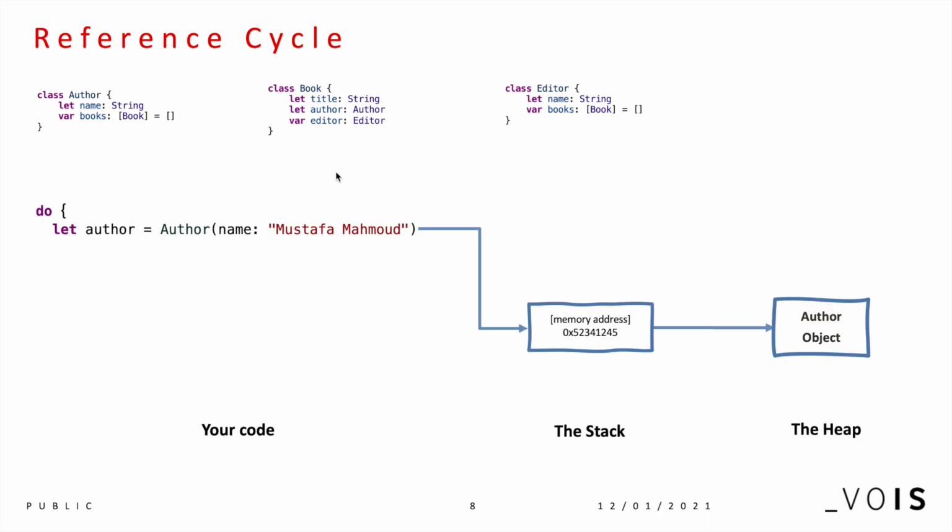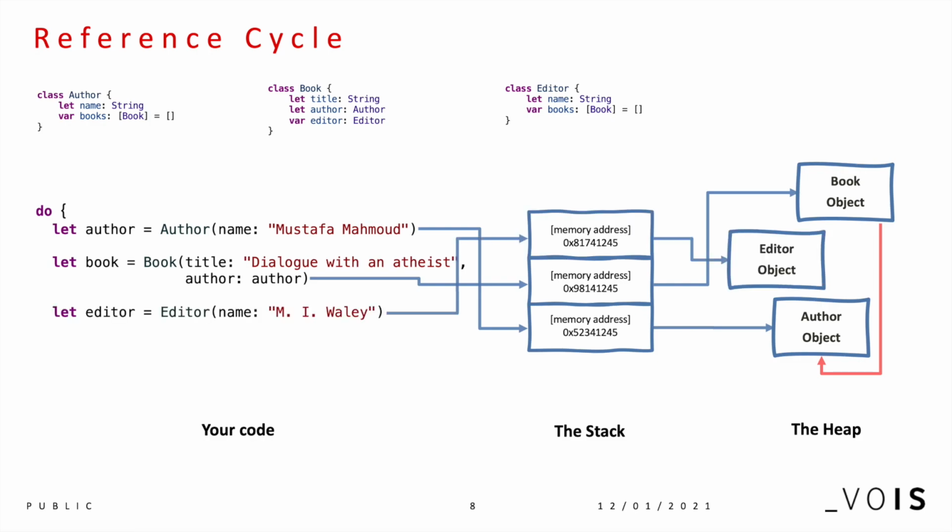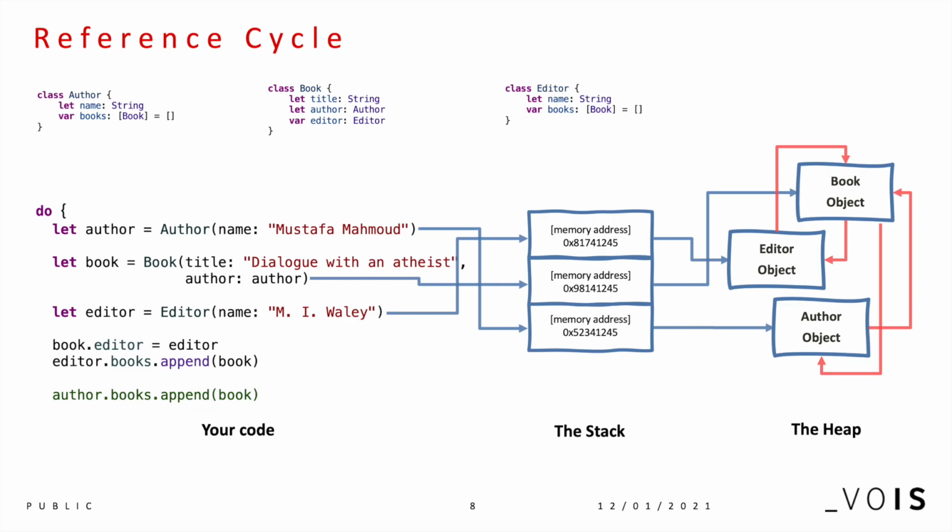Now, let's intentionally create a reference cycle, assuming we have 3 different classes: author, book, and editor. Both the author and the editor have their list of books, and the book is linked to an author and editor. Let's create an author, Mustafa Mahmoud, great Egyptian doctor, philosopher, and author, a book, Dialogue with an Atheist, for the author, a nice book to read by the way, and an editor, Wali. Assign an editor to the book, add the book to the editor's list of books, and add the book to the author's list of books too. A typical publishing house data model.